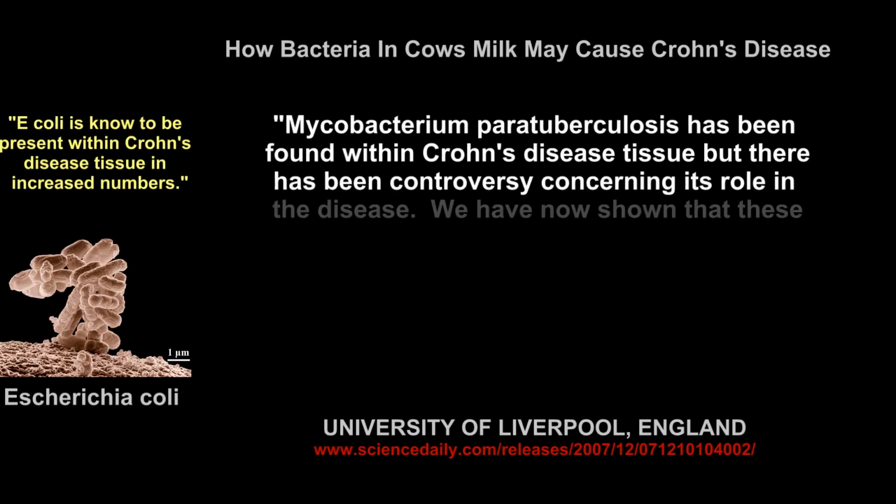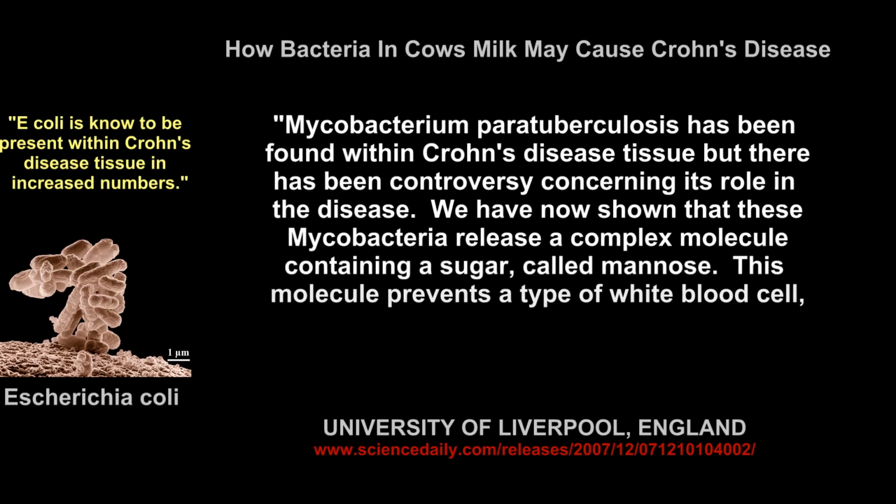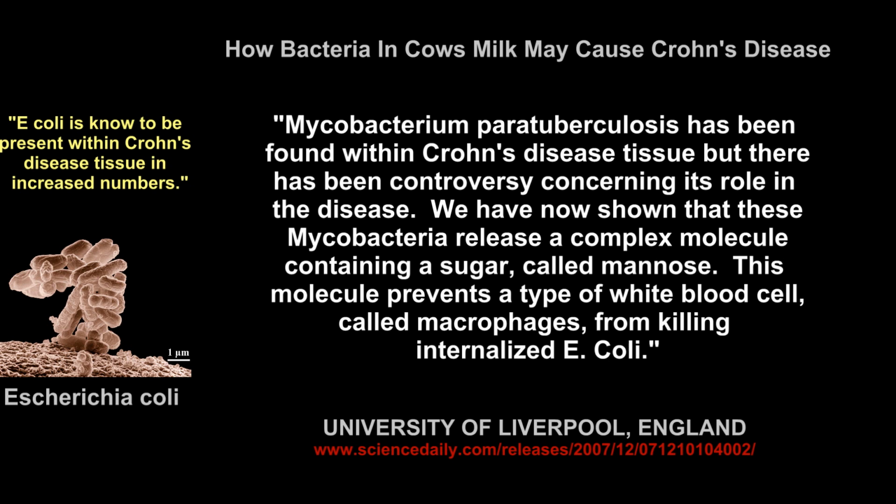Mycobacterium paratuberculosis has been found within Crohn's disease tissue, but there has been controversy concerning its role in the disease. We have now shown that these mycobacteria release a complex molecule containing a sugar called mannose. This molecule prevents a type of white blood cell called macrophages from killing internalized E. coli.